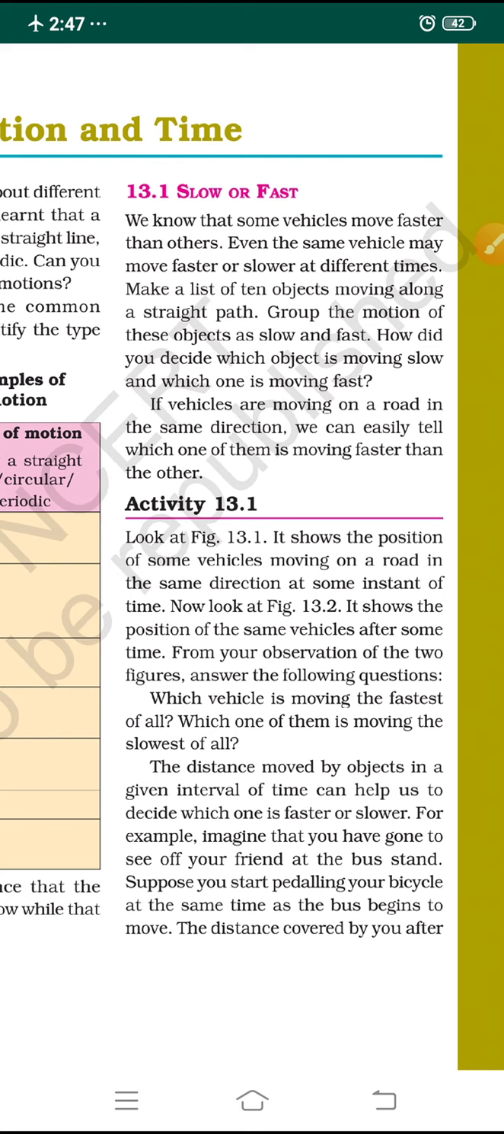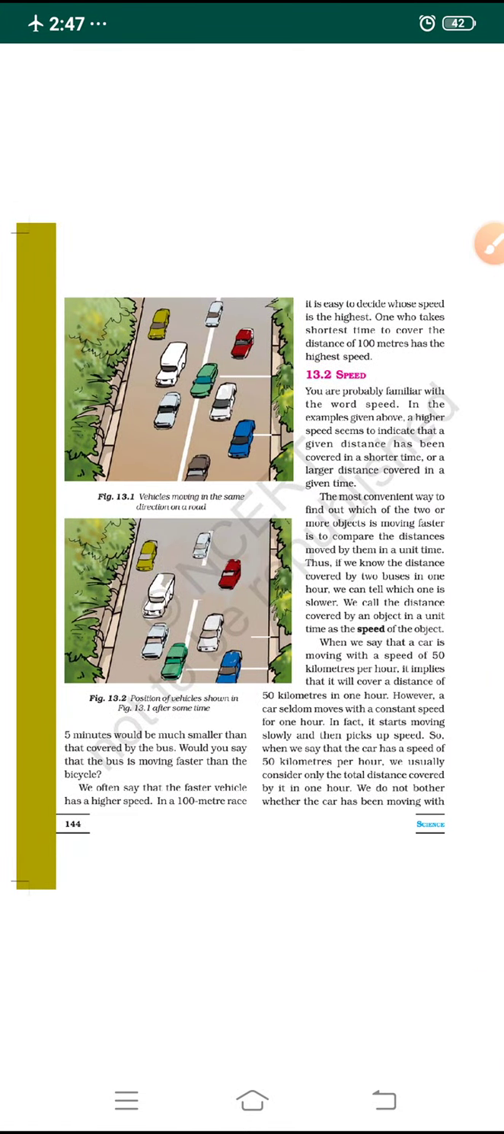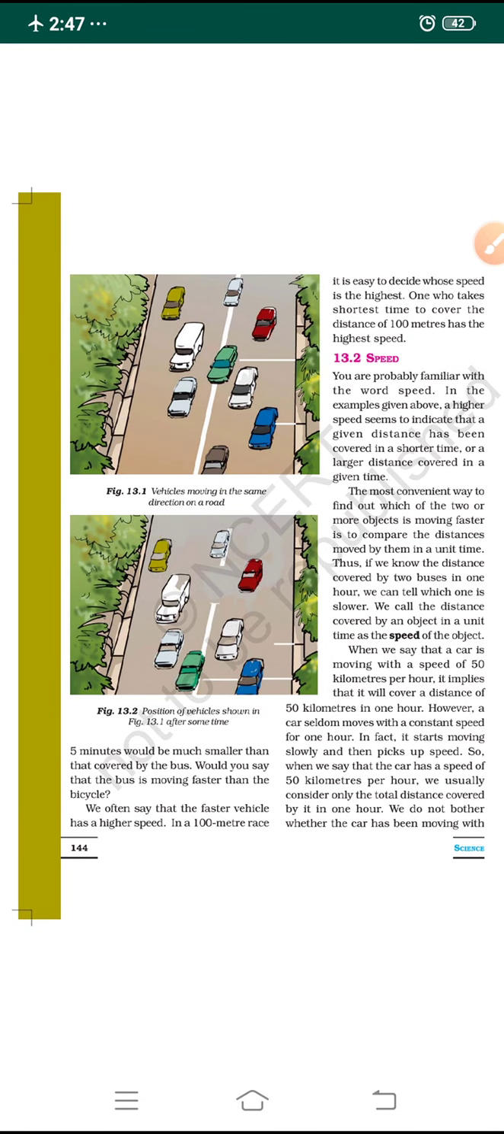Suppose you start pedaling your cycle at the same time as a bus begins to move. The distance covered by you after a certain period of time, say 5 minutes, would be much smaller than that covered by the bus. So would you say that the bus is moving faster than the cycle? Yes. Think of this.